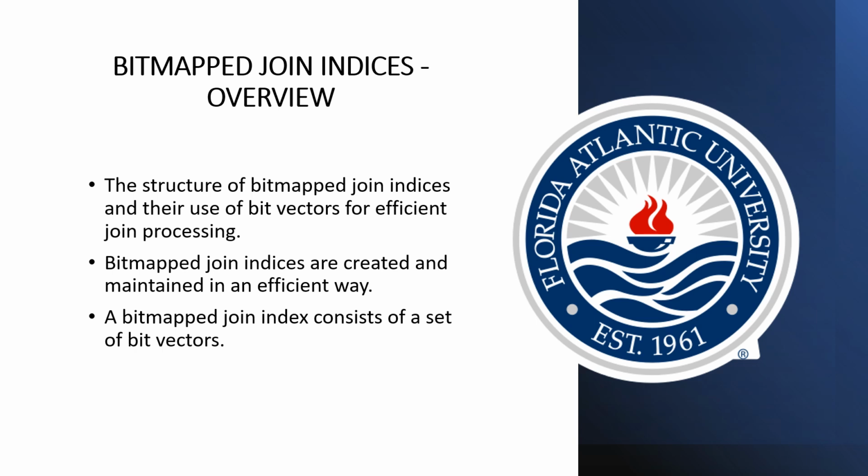Bitmap join indices are particularly useful for optimizing join operations between large tables, as they allow for very efficient processing of join conditions. There is a very efficient structure to these bitmap join indices. This structure is designed to be very compact and efficient, so they can be created and maintained with relatively low overhead.